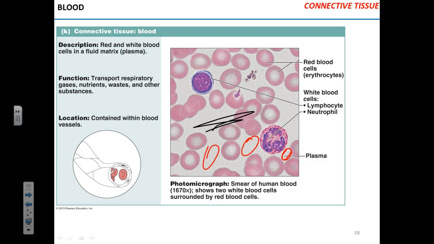Not in this class. If you want to test your blood types, come to my microbiology class. We're doing that. We're doing a lot of other fun stuff as well, like sheet sampling.